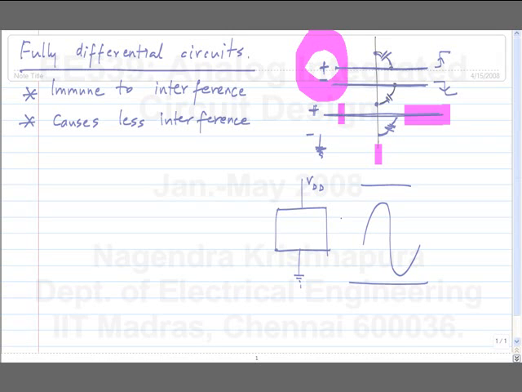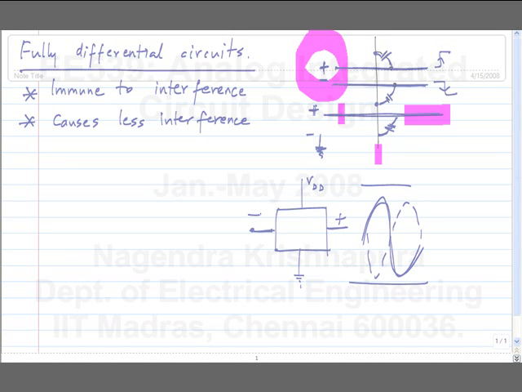Now with a differential circuit, they are physically different nodes in the circuit. So if this node swings this way, the other node swings in the opposite direction. And the signal is represented by the difference between the two node voltages. So the effective signal swing you have is twice as much.